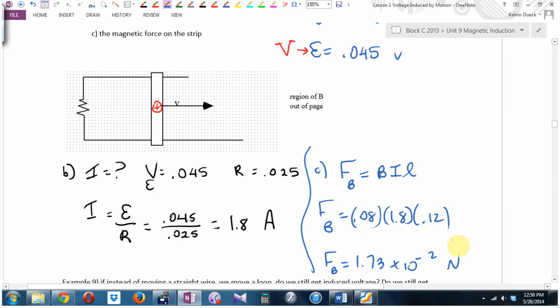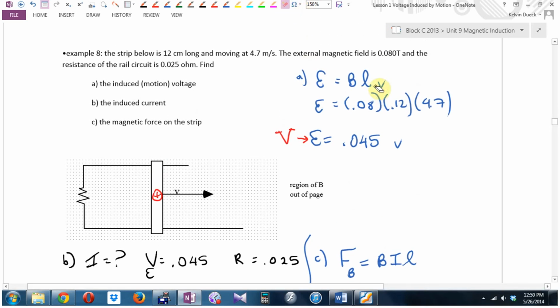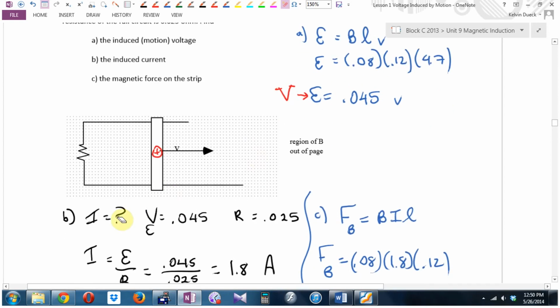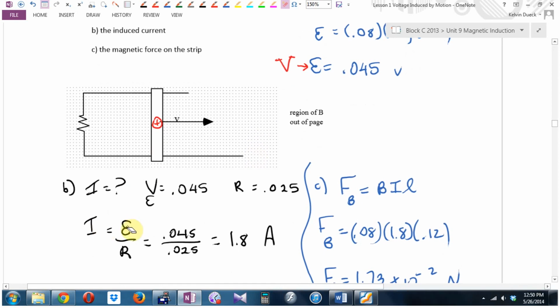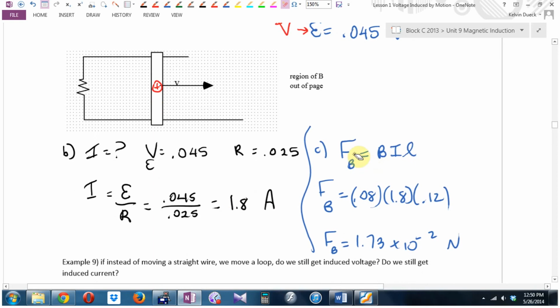Is that okay? What if I moved it faster? So what if little v got bigger? What would happen to my EMF? Bigger, smaller, or stay the same? Bigger. What would happen to my current if my EMF got bigger? Bigger. What would happen to my force if my current got bigger? Bigger. Callum, the faster you try and crank that thing, the more you're gonna feel it pushing back against you.